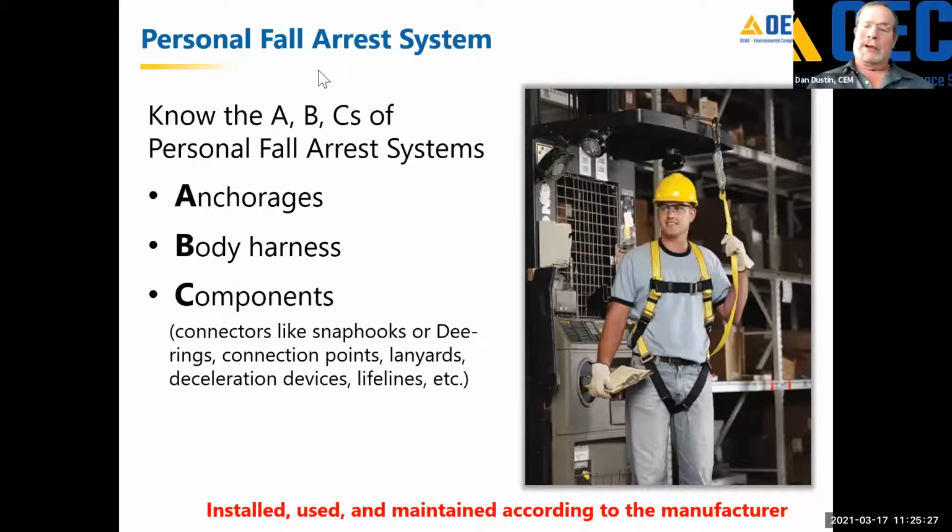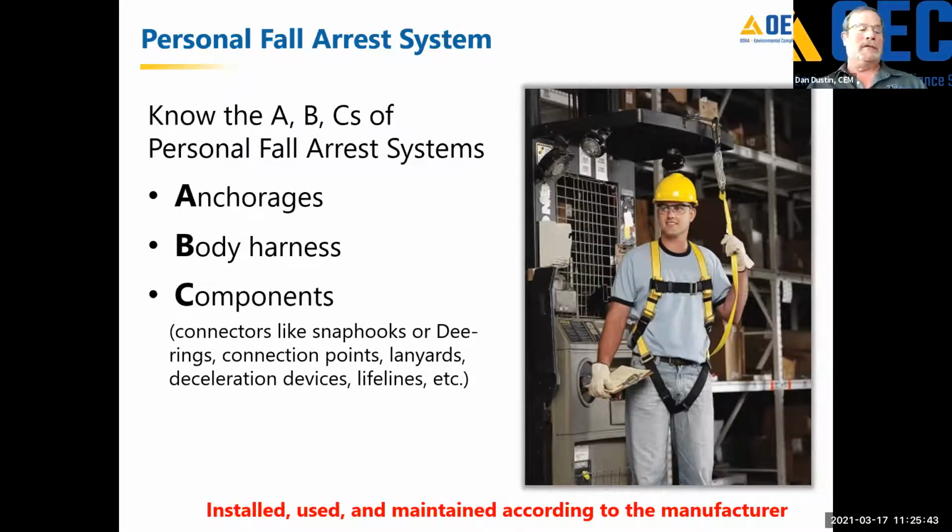So personal fall arrest systems use the ABCs to describe a personal fall arrest system. The first one being the anchorage, that is, what am I tying off to that's going to catch me if I fall? The second is a body harness. And the third is the components that connect the two.